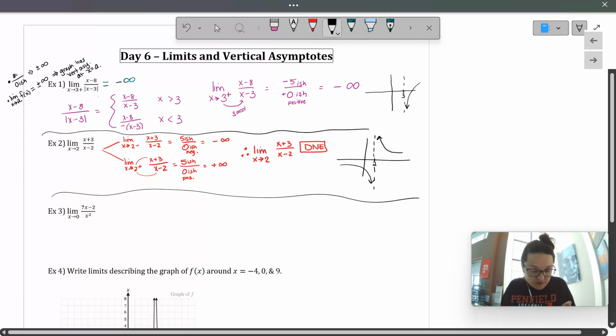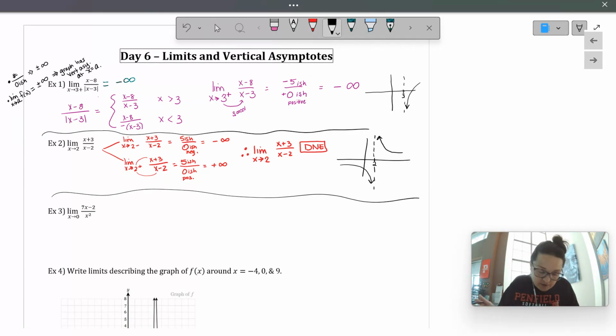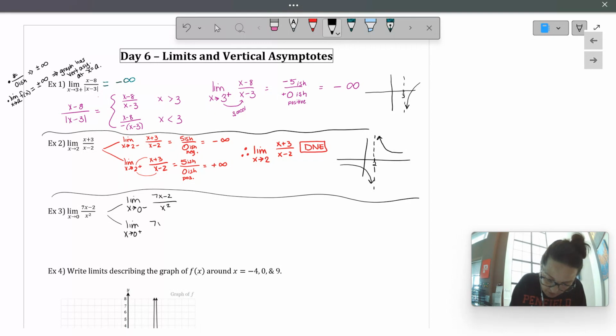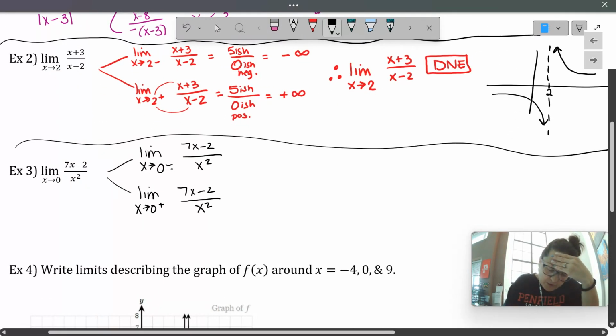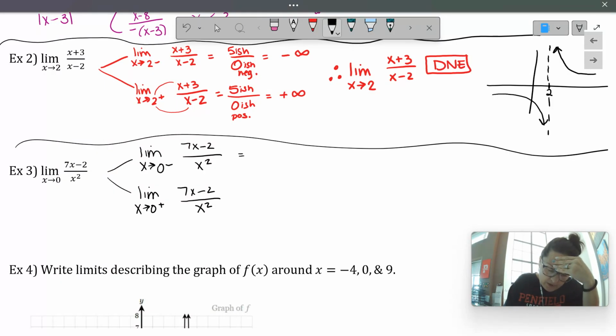As x approaches 0, again, this isn't sided, so I'm going to break it up and say, all right, as x approaches 0, I'm going to take the limit as x approaches 0 from the left. I'm going to take the limit as x approaches 0 from the right. And then say, okay, if I approach 0 from the left, 7 times 0 is 0, minus 2 is negative 2.